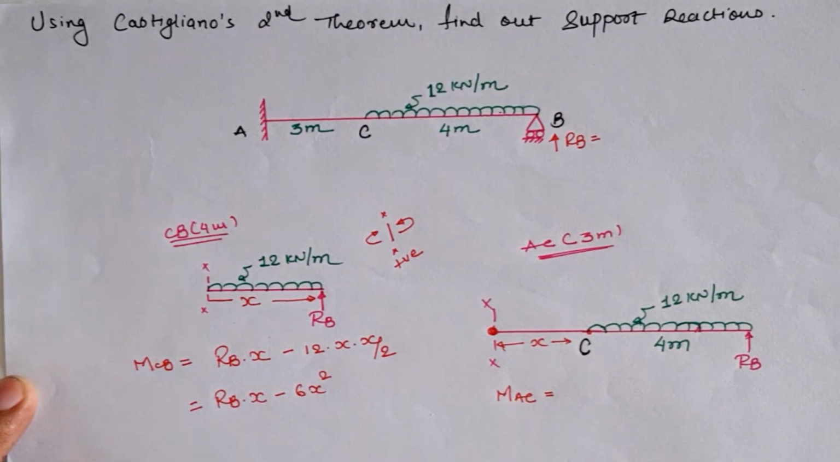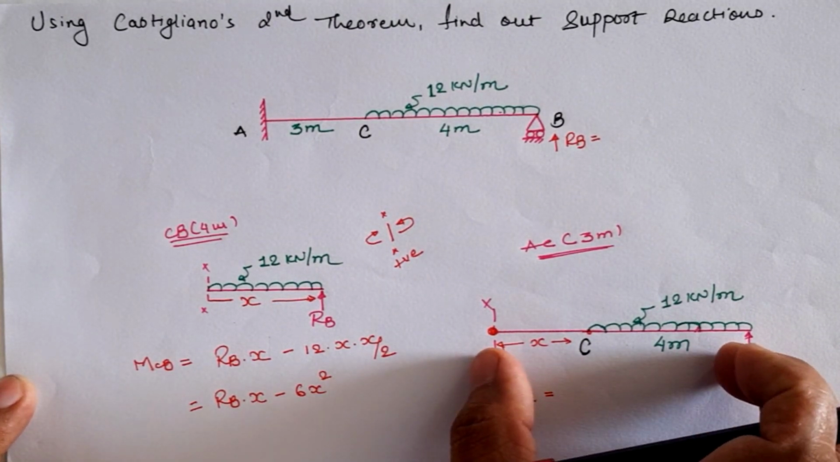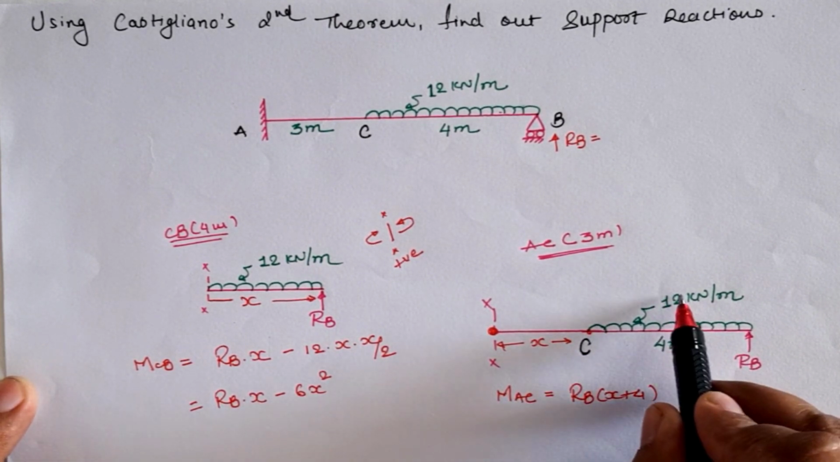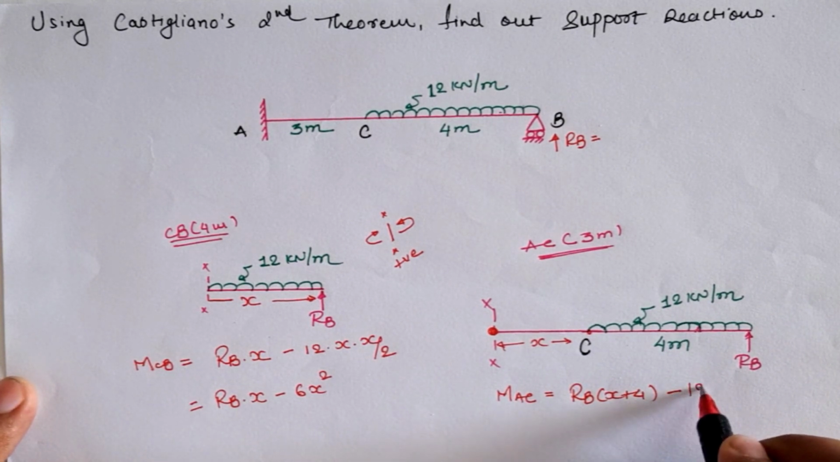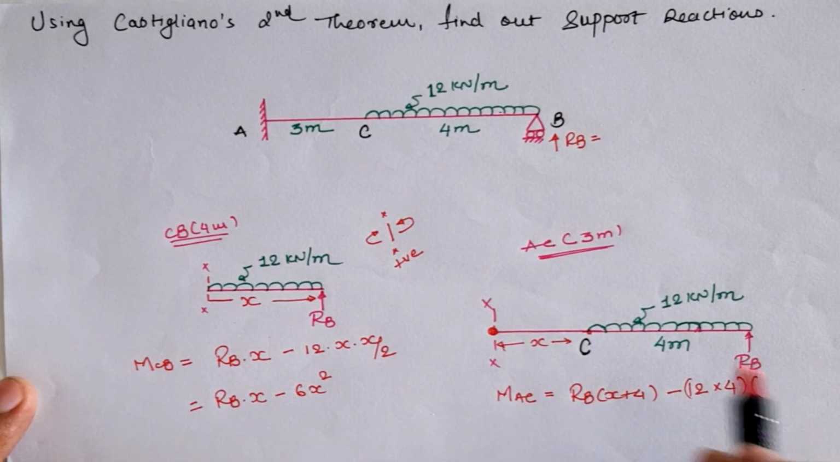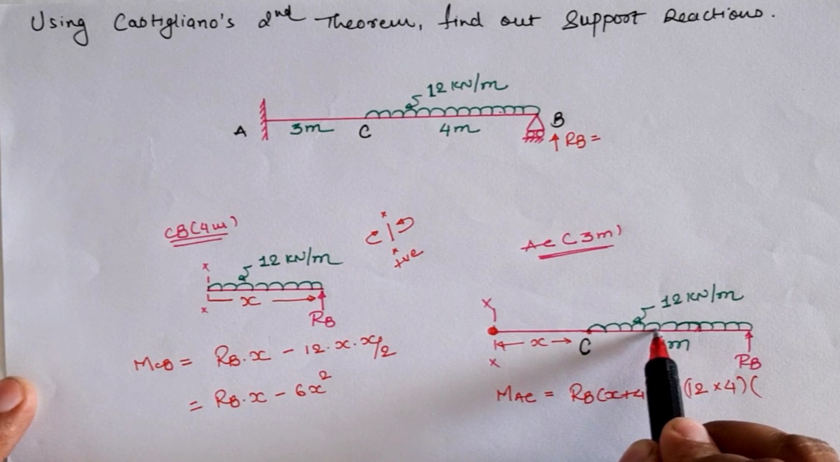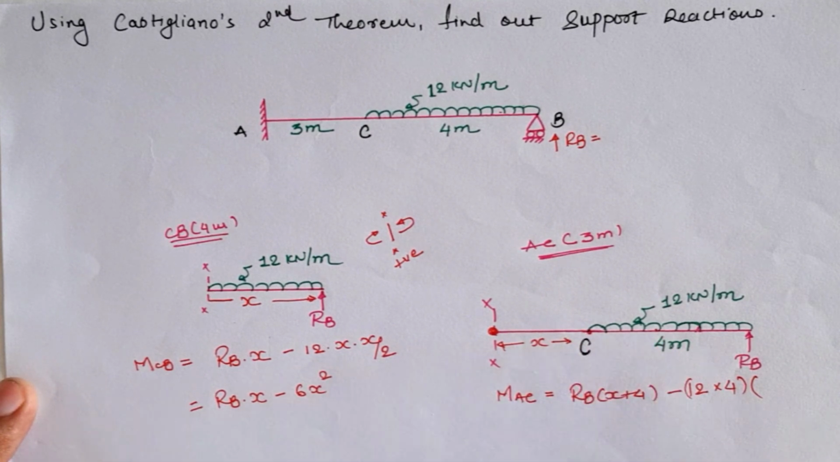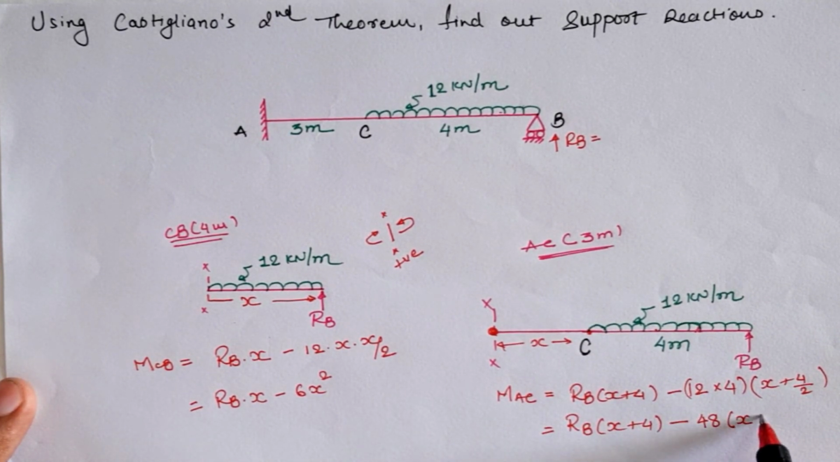in the AC segment is equal to RB into the perpendicular distance x plus 4. So RB into x plus 4. Now the clockwise moment due to the 12 kN per meter UDL is negative. The total load is 12 into 4. So 12 into 4 into, now the CG distance from location C is 4 by 2, but we have to take the moment at section XX, and the total CG distance is x plus 4 by 2. So the total moment in segment AC is equal to RB into x plus 4 minus 12 into 4, 48 into x plus 2.